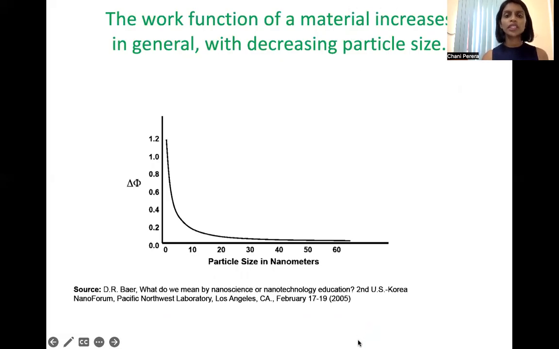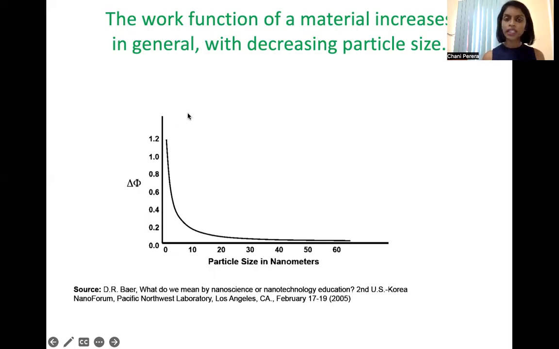The work function of a material increases in general with decreasing particle size, right? So that also you can imagine. This is the particle size in nanometers. You can see the work function is increasing. That means when the particle size is lower, it will be really, really hard to separate an electron from that nanoparticle. Right. So with this, I'm going to conclude my lecture on cohesive energy. Thank you all. I'll meet you with the next lecture.